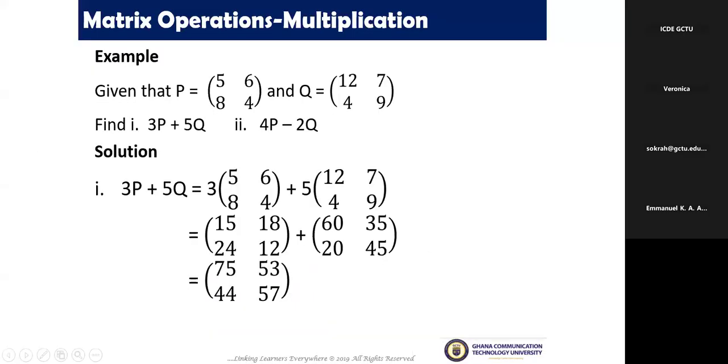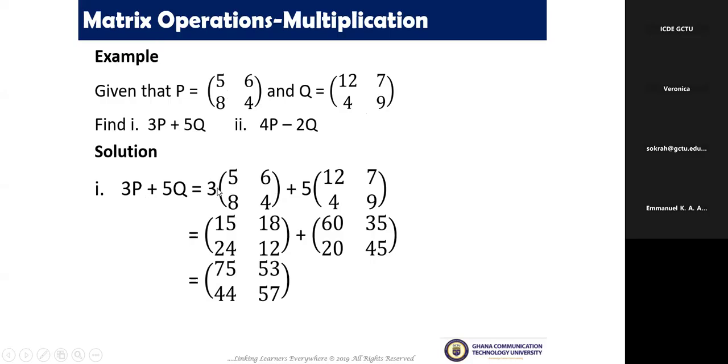So we are looking at what? The matrix P, which has been given, and the matrix Q, which has also been given. Then we are to find 3P, 3 times the matrix P, plus 5 times the matrix Q. So the scalar here is 3 for P, and then 5 for what? The matrix Q. So you have to multiply each of the elements in the matrix P by 3. Then you also multiply each of the elements in the matrix Q by 5. Then you sum the results. So that's what you see here.